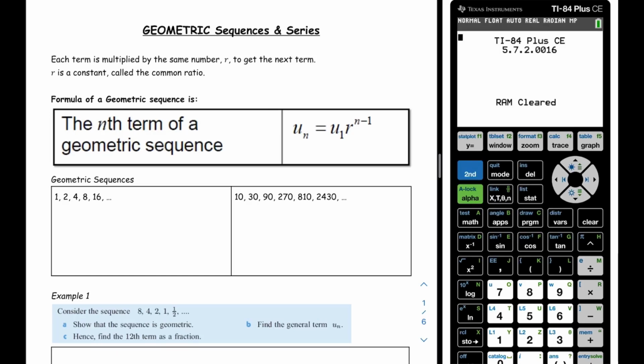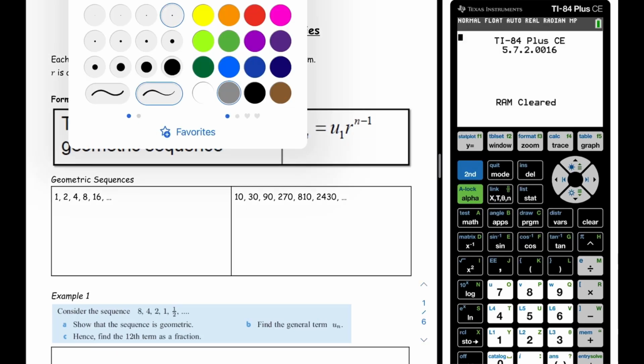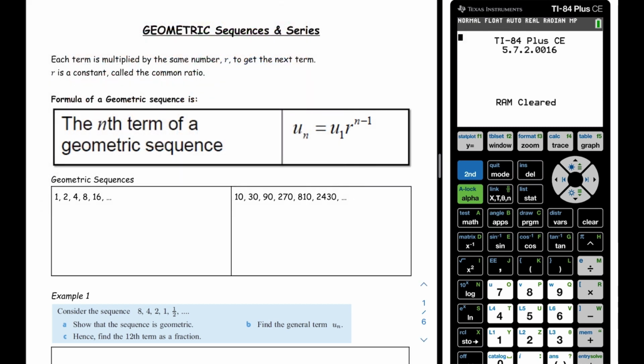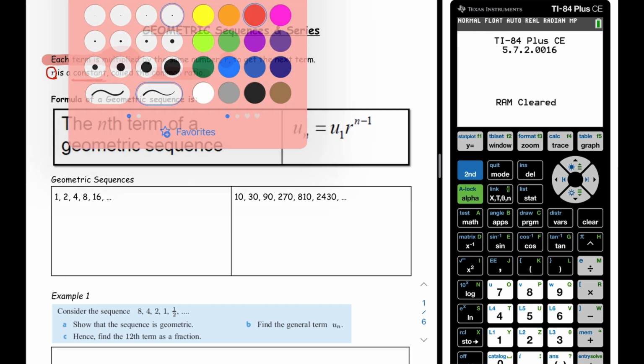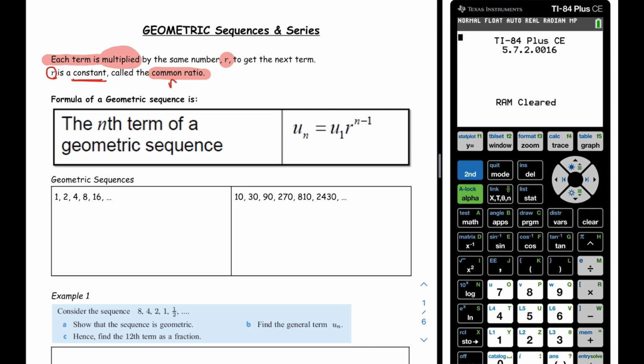In this video, we're going to talk about geometric sequences and series. So first thing, if we talk about a sequence, each term is going to be multiplied by the same number, which we're going to call r, to the next term. R is going to be a constant, which we're going to be calling the common ratio. So this word is going to refer to our variable r. And this is what we are looking at for geometric sequences.